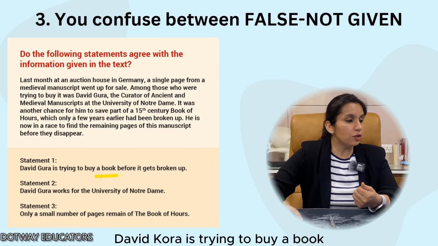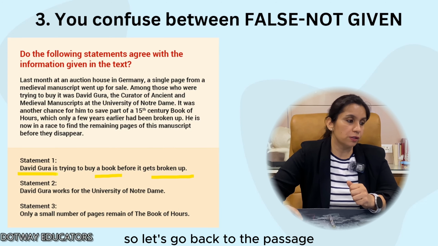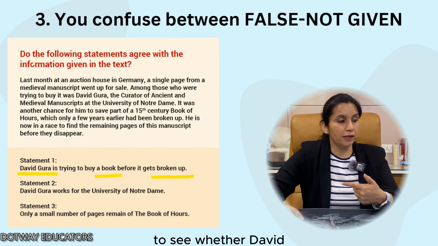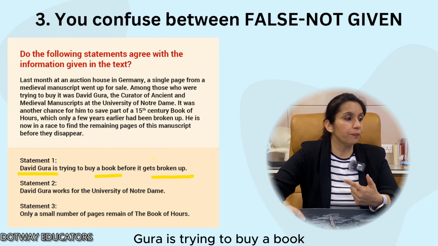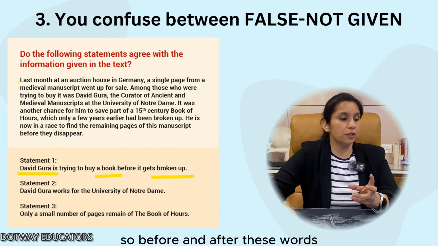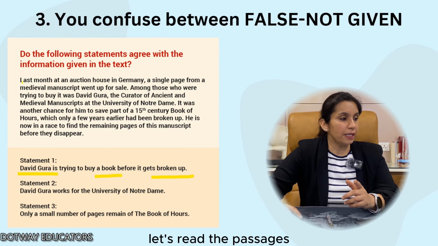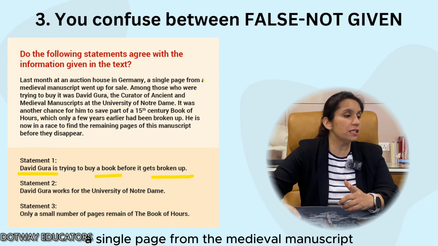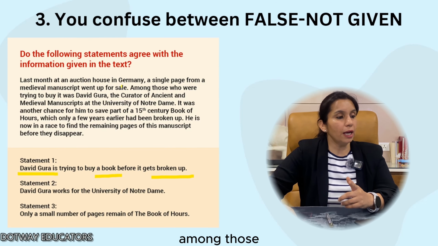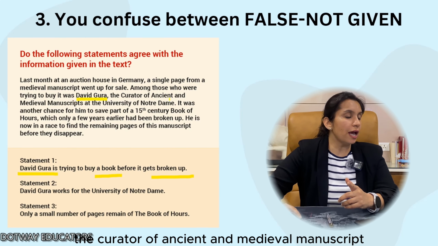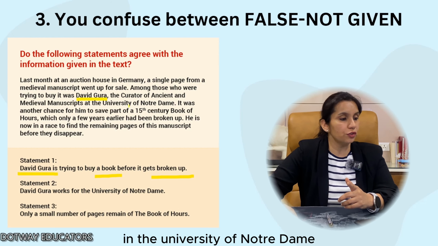Statement 1 says David Gora is trying to buy a book before it gets broken up. So let's go back to the passage to see whether David Gora is trying to buy a book before it gets broken up. So before and after these words we also need to check. Let's read. The passage says last month at an auction house in Germany, a single page from the medieval manuscript went up for sale. Among those who were trying to buy it was David Gora, the curator of ancient and medieval manuscripts in the University of Notre Dame.